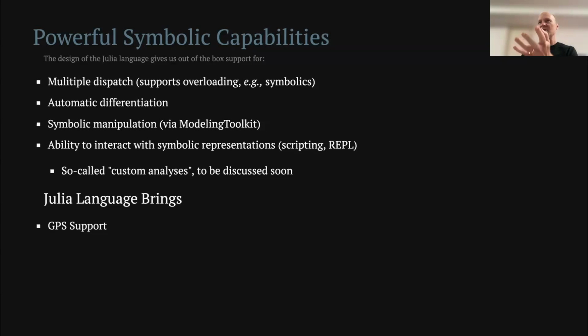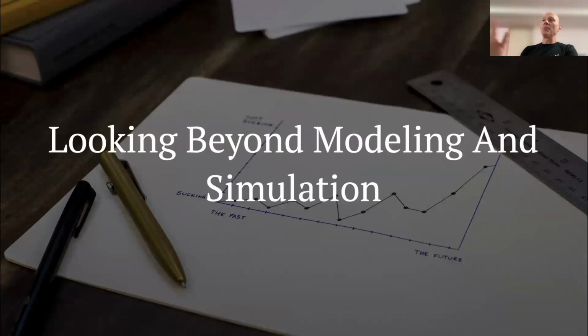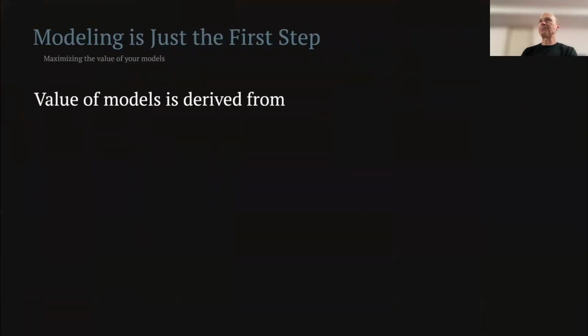But then also just keeping in mind the fact that we have at our disposal the Julia language itself brings in, actually this was supposed to be GPU support, not GPS support. GPU support, just-in-time compilation of functions so that they run really fast, a huge ecosystem of technical computing and SciML packages. Okay, so let's talk about this custom analysis thing, because this is another thing that's really exciting about being able to bind this stuff to Julia.